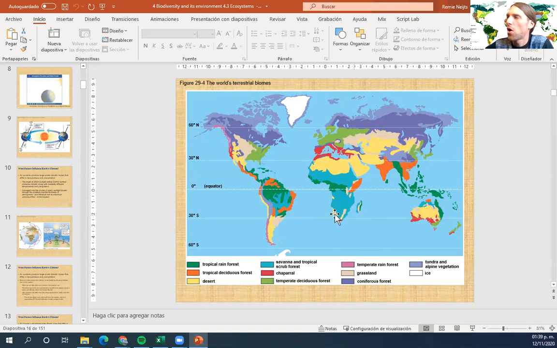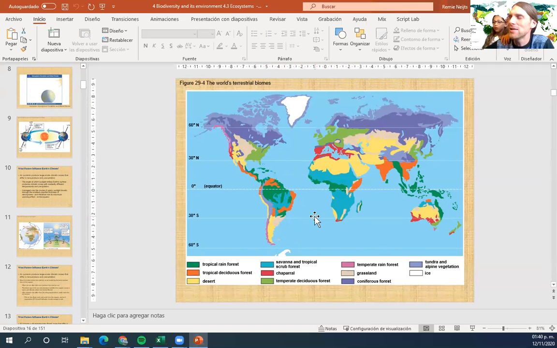So something interesting that we see is that around those latitudes you see deserts, and around the equator is where you would find the tropical rainforest. You see here in Indonesia and Malaysia, you see here in Congo and Congo Brazzaville and Gabon, you see tropical rainforest, and also here in Brazil, Venezuela, Colombia, Ecuador, and Peru, you also have tropical rainforest.